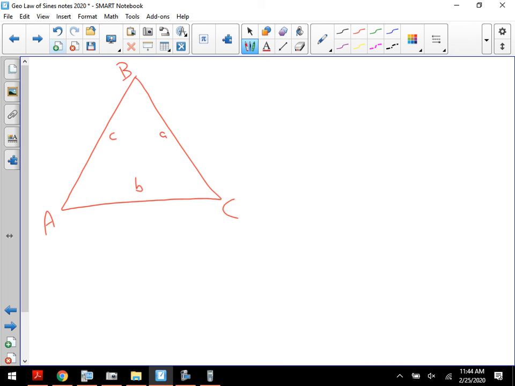I was in such the zone of doing that for so long, I forgot. Oh wait, no, we just use lowercase letters. On number 2, it's B, C, A, so it's little b, little c, little a. This one, BC is little a, and AC is little b. If you have the 2 letters, it's the little letter of the one that's not there. So if you've got segment BC, what letter is there of the triangle? A.